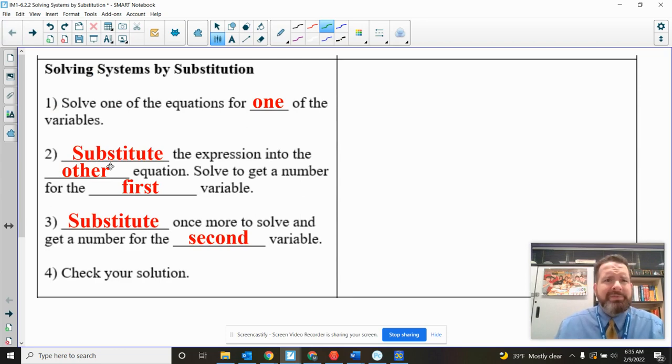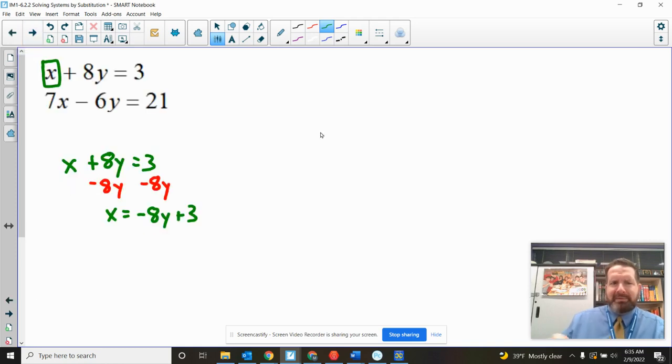Step two, once you've done that, substitute into the other equation so you can get a number for our first variable. Here's what that means. What I'm saying is x is the same thing as negative 8y plus 3. That's what an equal sign means. These are two different names for the same number. Just like you probably go by different names. Like I can go by Mr. Schrock. Maybe that's this version, but people also call me Matt. That's my first name, referring to the same thing. Two different ways of referring to the same number.